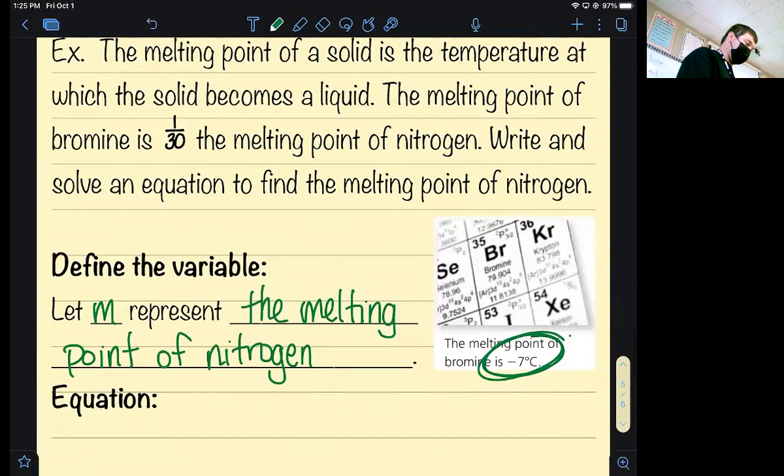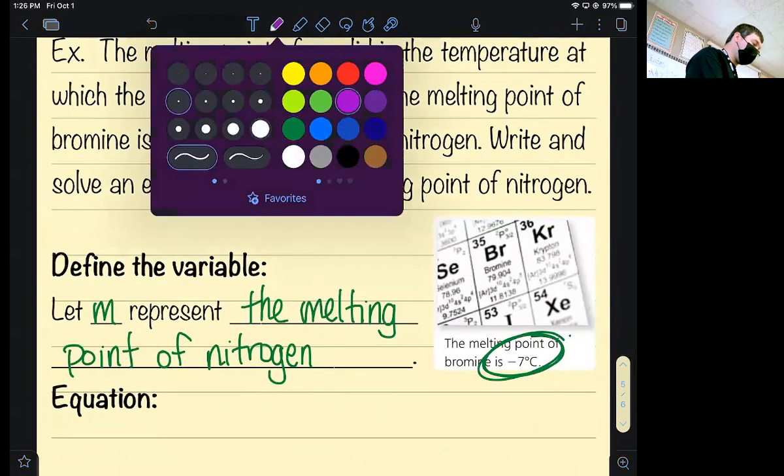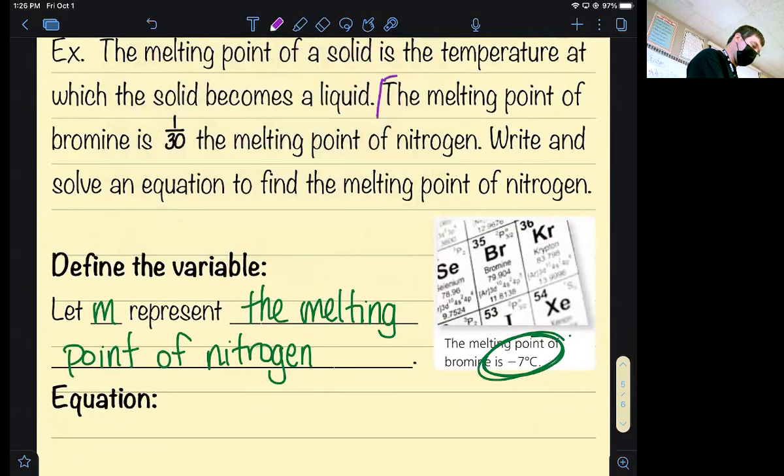So my equation will look like this. I'm literally going to take this sentence here, and I'm going to reword that sentence as an equation, plugging in the variable I'm using, plugging in the numbers they give me.